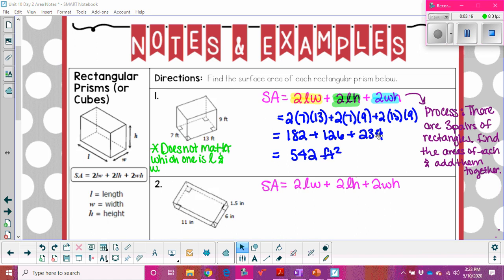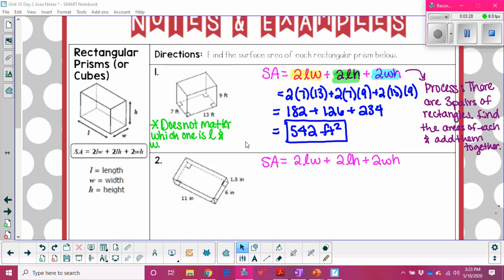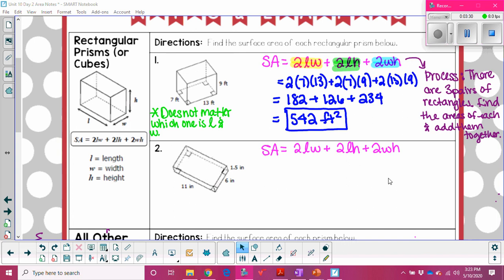I obviously could have skipped this step right here. I was just trying to show you what each one of those were. So that is my answer, 542 square feet. That is the surface area of that rectangular prism. All right, pause the video here and do number 2, and then check back to see if you got your answer correct.